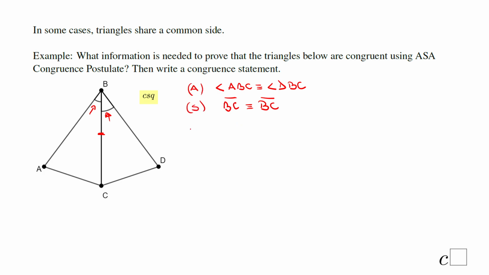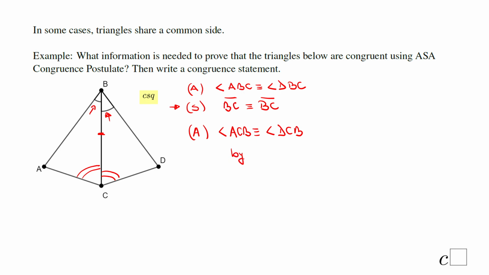What do we need? We need another angle, but not any angle. We need the angle that makes this side included between, and that will be these two angles. Don't call them just C, because that will be confusing. You need to use three letters like we used in the first statement. So it will be angle ACB needs to be congruent to angle DCB. Okay, and that will fit this angle side angle pattern.